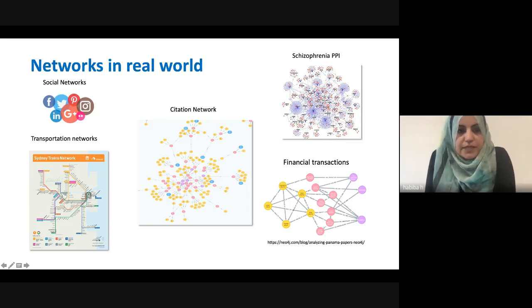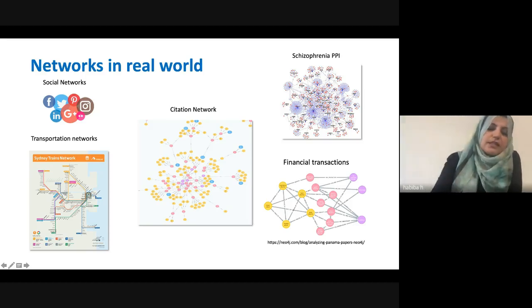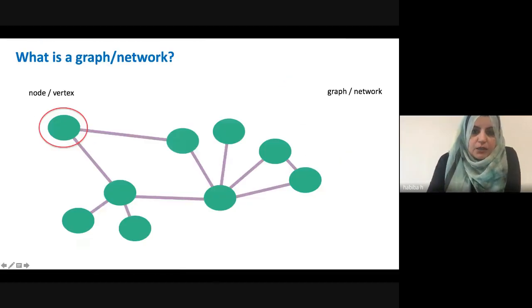So basically, there are tons of very interesting applications in networks and tons of really interesting questions around networks that can be answered through methods in deep learning or machine learning.